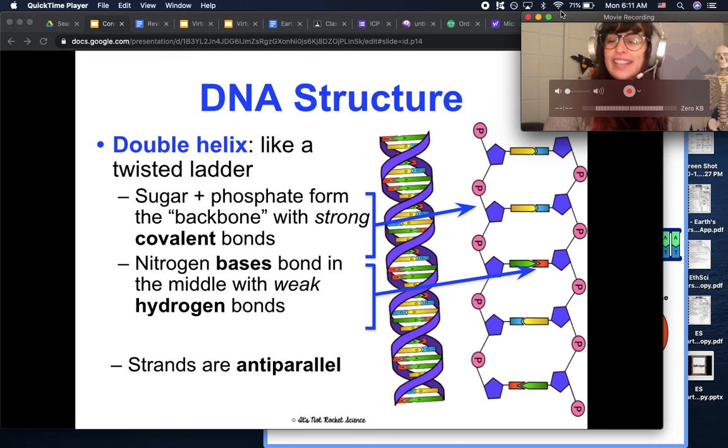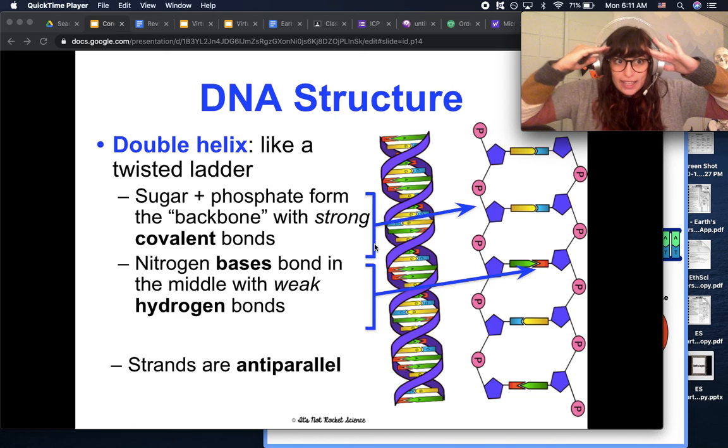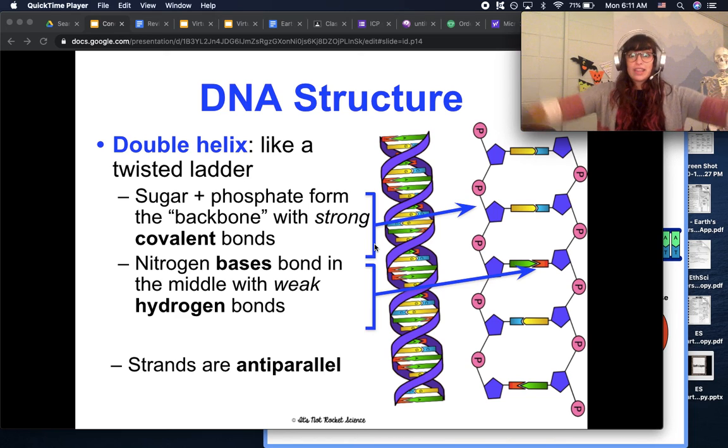This seems like a nitty-gritty detail, but it's actually really important for how we get more DNA without accidentally messing up your whole body with mutations.